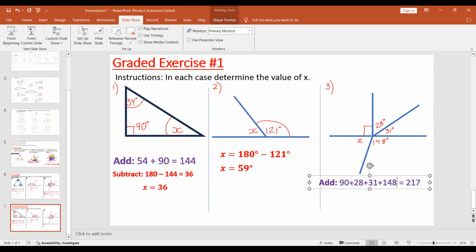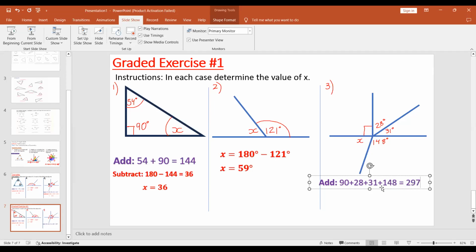So we get 90, 28, 31, and 148. And what's your answer when we add them together? Kevin, what's your answer? Oh, I didn't add the 90. You need to add the 90. Anyone added the 90? What did you all get when you added? 297. Very good.